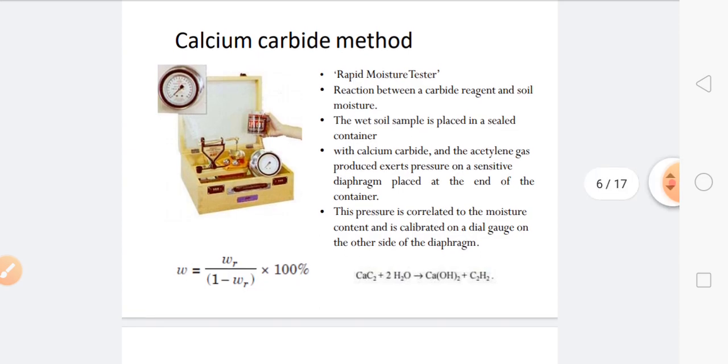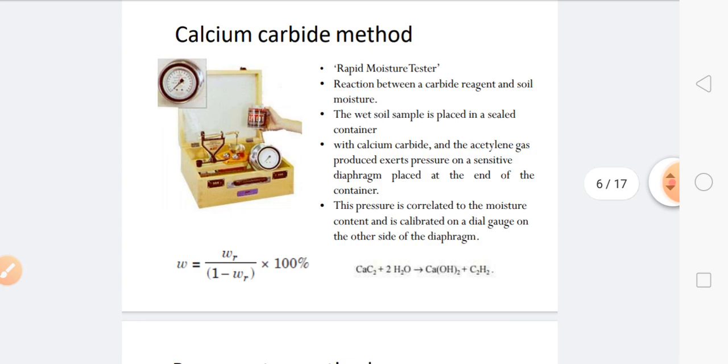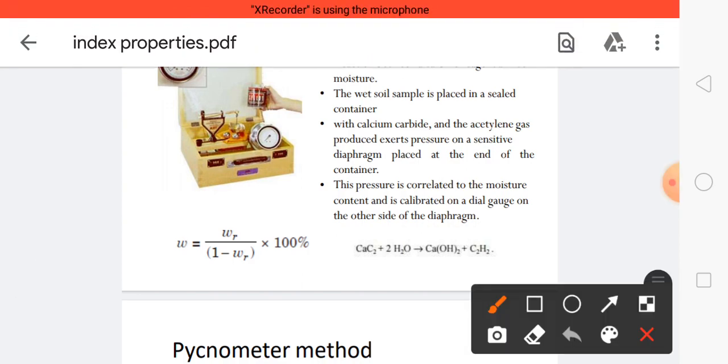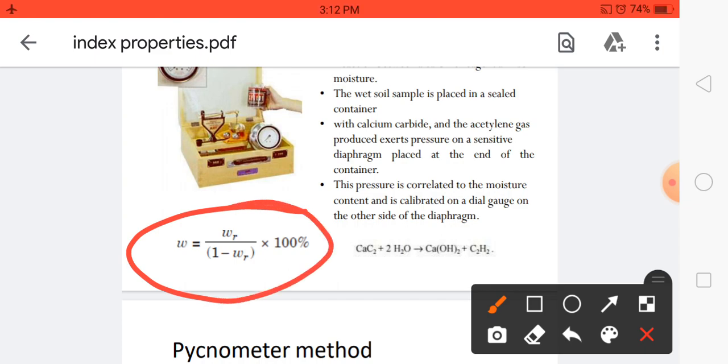However, the calibration of the dial gauge is such that it gives the water content based on the wet weight of the soil sample. Knowing the water content based on wet weight, the water content based on dry weight can be found from this formula. WR is the water content based on wet weight of the soil sample, and with the help of this WR we can calculate the water content based on dry weight of soil.